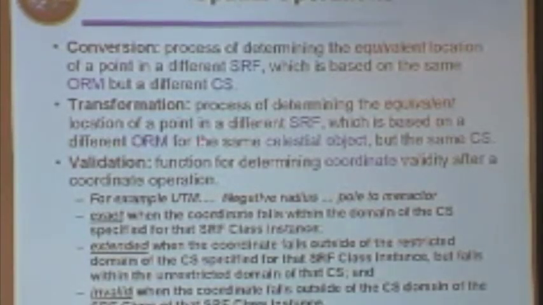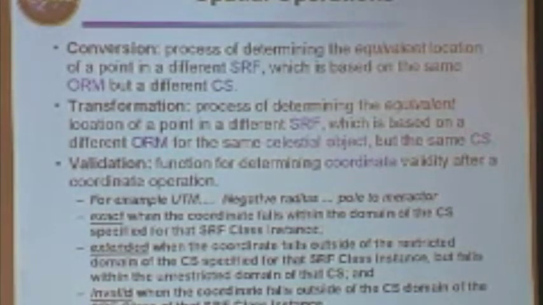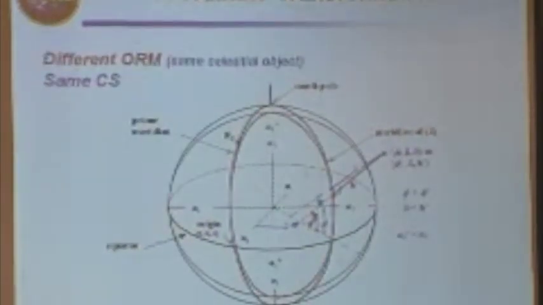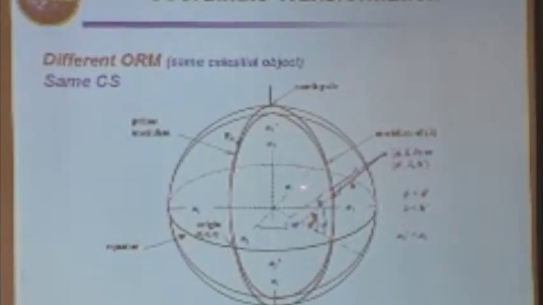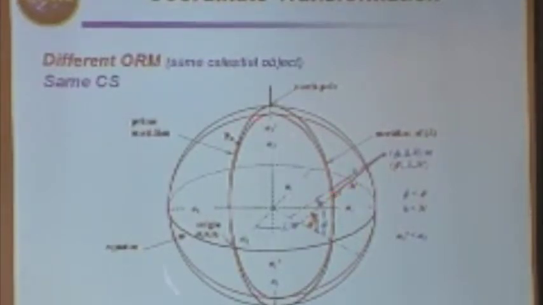A transformation, we keep the same coordinate system, but we change the ORM. So here we have celestial detic coordinates in the red object model here, and we have one in the black object model over here. They happen to use the same meridian plane, so lambda doesn't change between them, but phi and h do change.